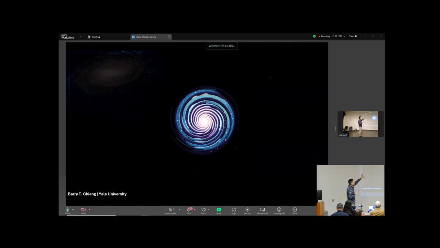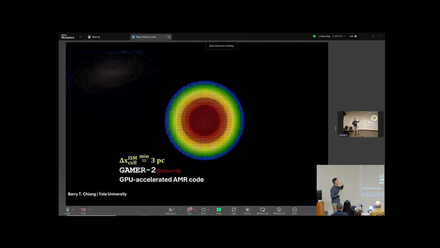So this is a typical gas disk and then inner ISM. We apply uniform 3 parsec physical resolution, because these are idealized simulations, cropping out the entire inner ISM. And we're doing this using the code GAMER-2, whose GPU acceleration feature allows us to make these very expensive simulations more computationally accessible.